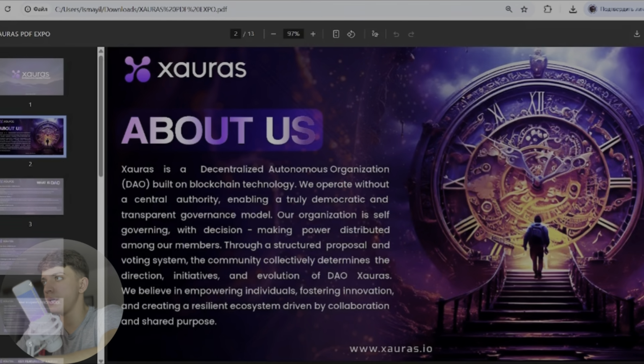Today I will show you again a new project which is called Xauras. This is the third liquidity protocol, so you will see how to make a profit with this platform and all the benefits. So don't miss this chance and watch the video till the end. Let's get started. We are starting with a PDF.